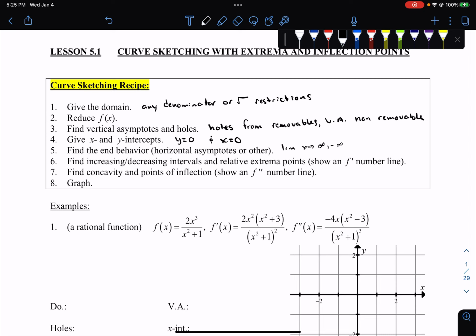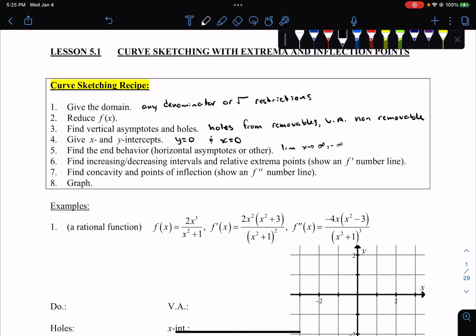Finding end behavior. Remember, this is where you look at top heavy, bottom heavy, or if they're equally heavy. And so you look at the coefficients of the top and the bottom to tell you what's happening as you go all the way to the right and all the way to the left. Is your function getting really big, really small? Is it approaching an asymptote at some value?